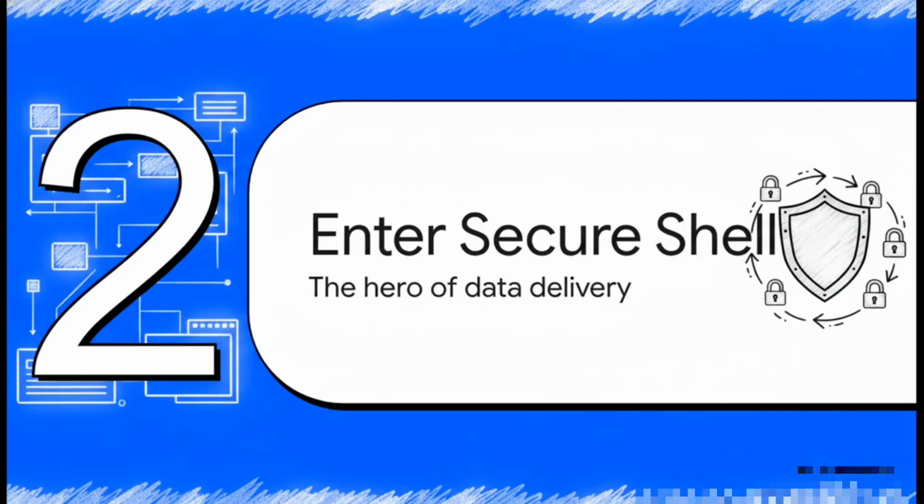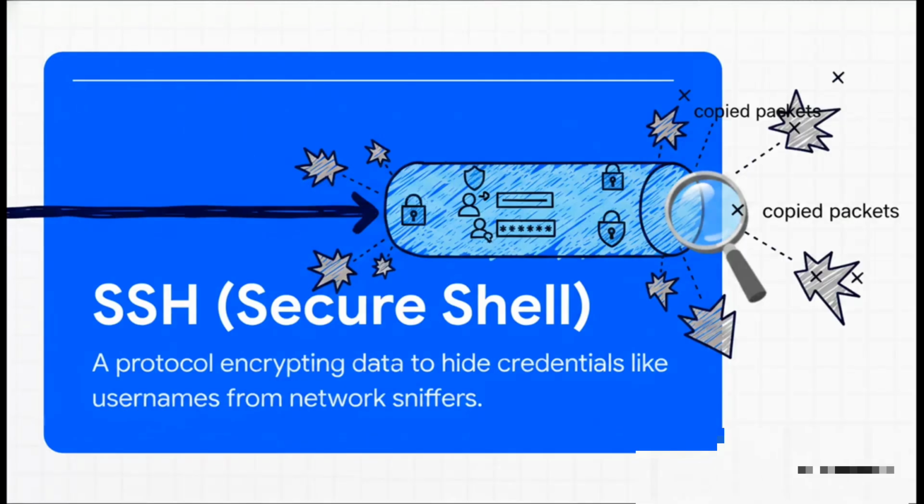Which brings us to Section 2. Enter Secure Shell, the hero of data delivery. At its core, SSH, or Secure Shell, acts as a secure, encrypted tunnel right over top of an insecure network. Since we can't physically stop someone from copying our packets and inspecting them as they travel across the web, SSH makes sure that even if adversaries do copy your data, they absolutely cannot see your sensitive credentials. Your usernames, your passwords, all of it is locked down.